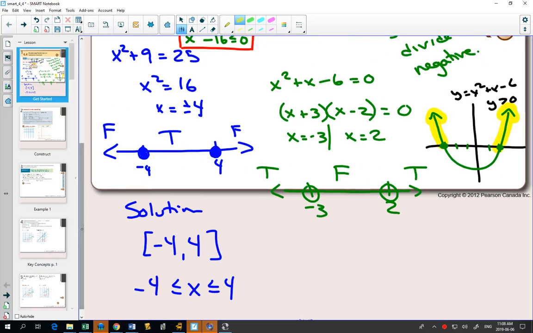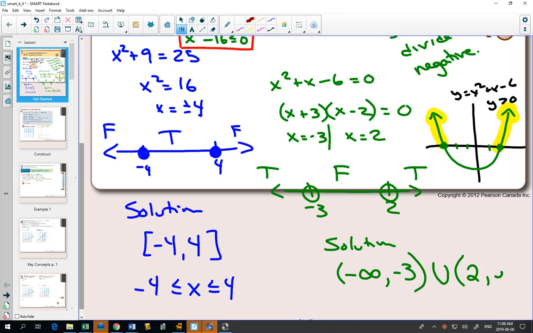So in this example, we would write our solution in two areas. In interval notation, we would say from negative infinity to -3 round bracket because it's not included, or from 2 to infinity. In set notation, we would say x is less than -3 or x is bigger than 2.